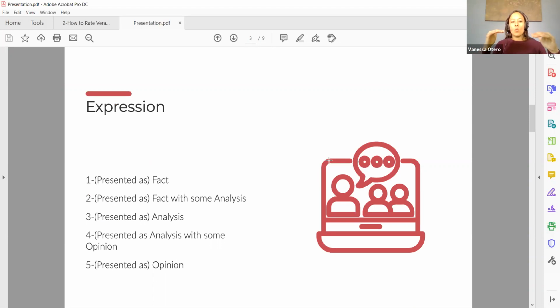So expression could be, one, it's presented as a fact, like a declarative statement. Two is presented as a fact with some analysis, and analysis, another word for that is context. Number three is presented as analysis. I'll just go through these and then go back and give you a few examples. Number four is presented as analysis with some opinion, and five is presented as opinion. So analysis and opinion, words that we use that are similar to that are context and conclusions, okay?